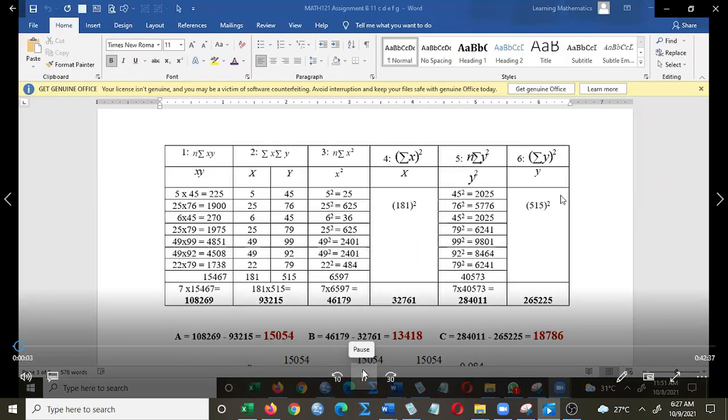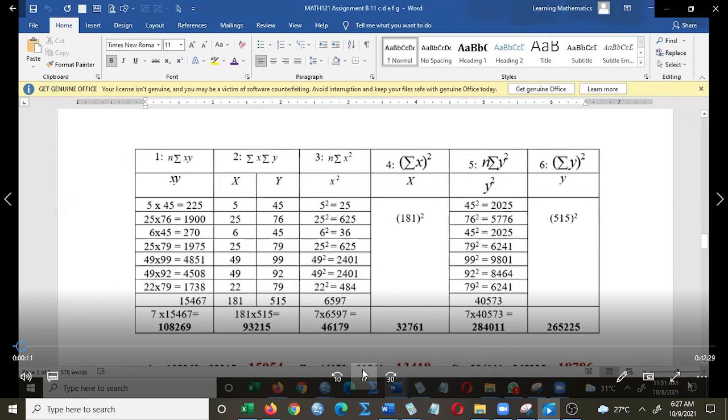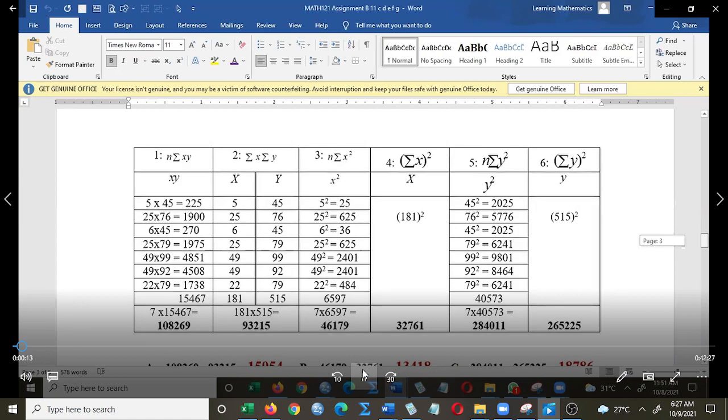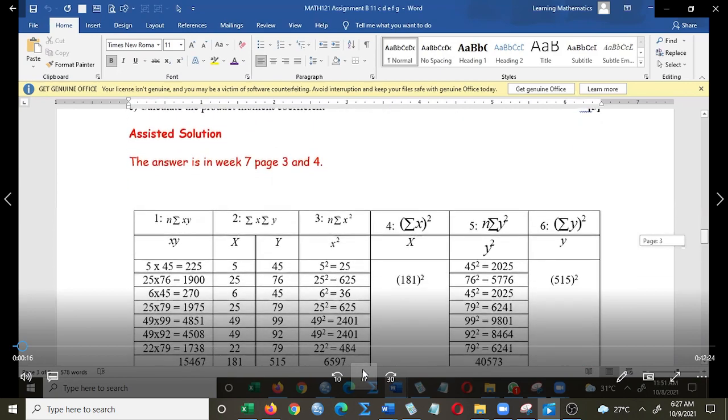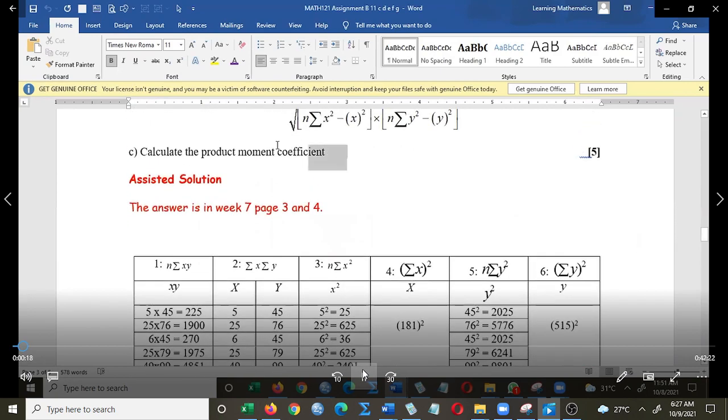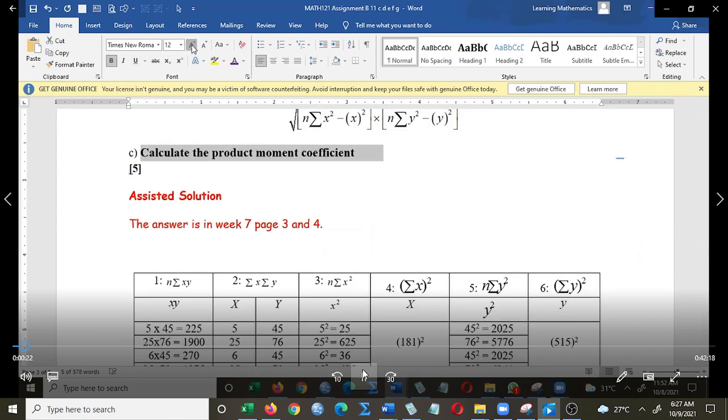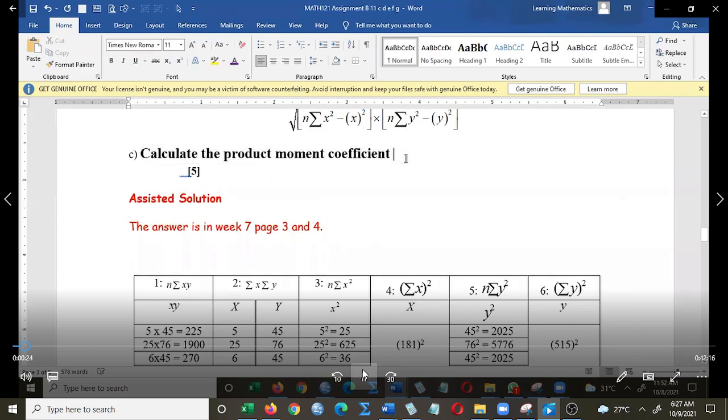We are recording. I repeat again, do we all recognize that table? Yes, sir. What is it about? Anybody, what is this table about? Anybody?